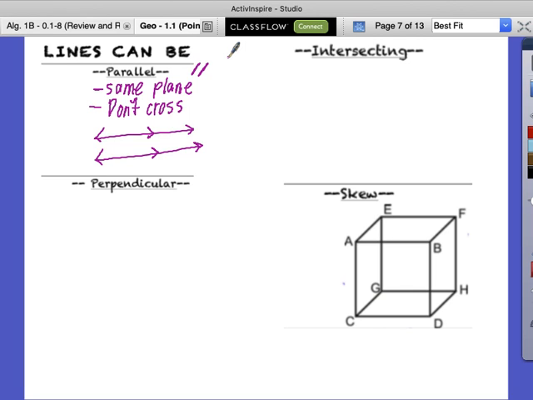The sides of my desk or the legs of my desk. Okay, so now we're going to talk about another thing. Lines can be perpendicular. Does anyone know what perpendicular means? They form a 90-degree angle. So these intersect in a very special way, okay?